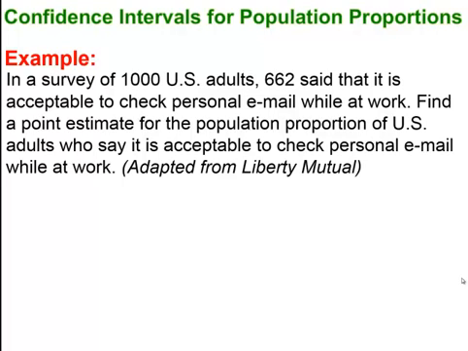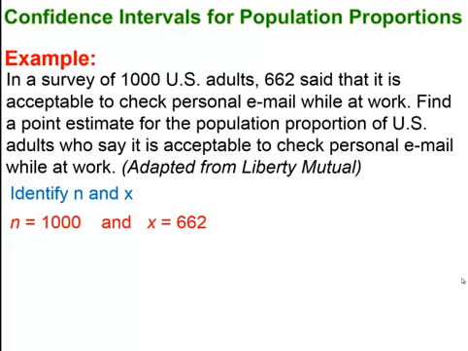In a survey of 1,000 U.S. adults, 662 say that it is acceptable to check personal emails while at work. Find a point estimate for the population proportion of U.S. adults who say it's acceptable to check personal emails while at work. So in this case, I'm going to identify my N and my X value. My N is the sample size, which is 1,000, and my X value, or the success value, is 662.